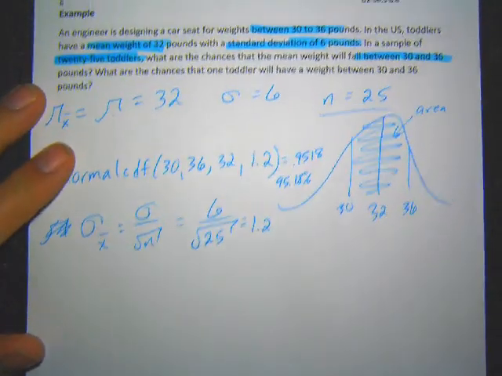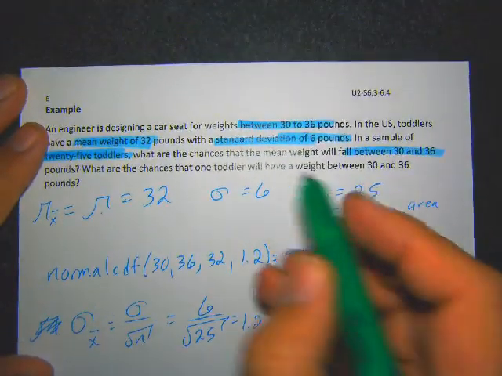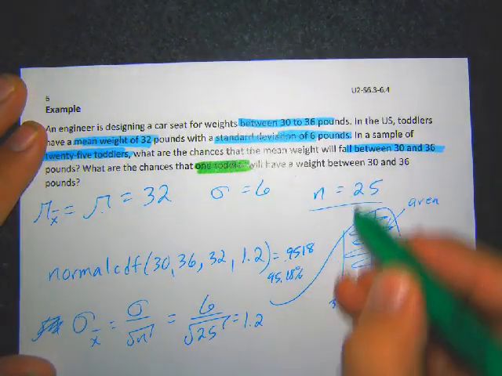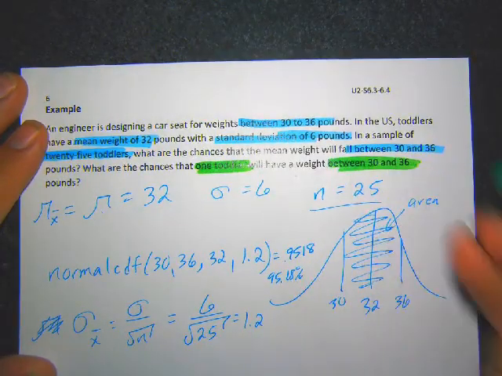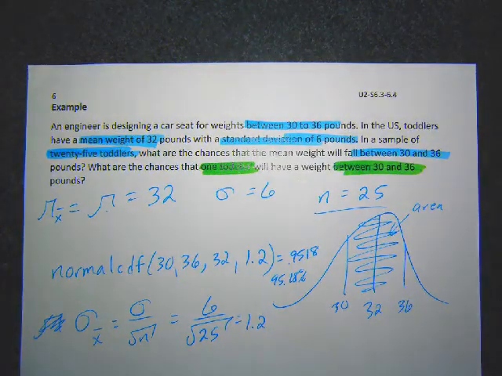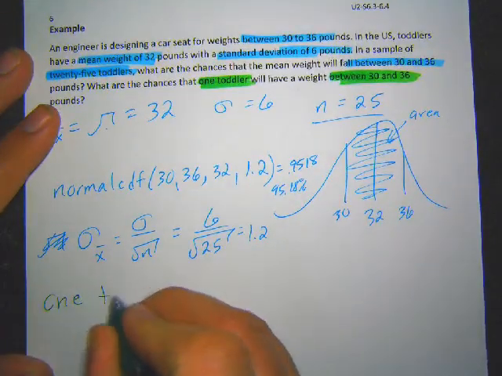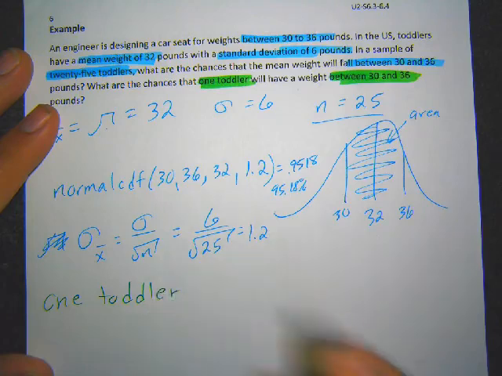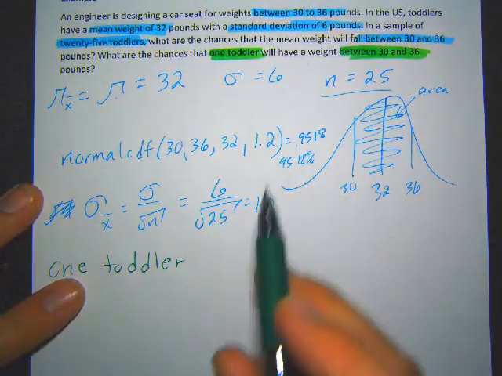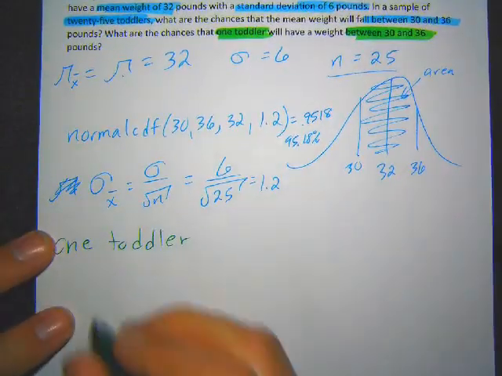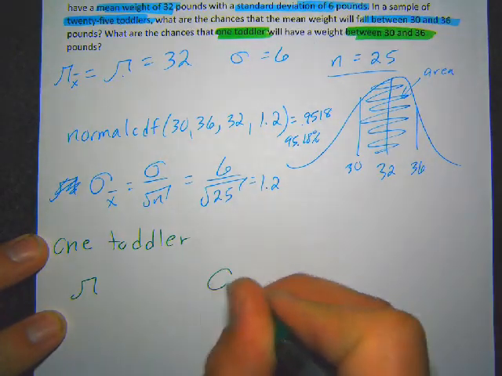The second part of this one actually asks, what are the chances that one toddler will have a weight between 30 and 36? And so that's the big difference, right? When they're talking about a group of toddlers or a single toddler. When we do one toddler, then we don't change anything, right? We don't have to change the standard deviation to get the tweaked standard deviation. We're just going to use the regular mean and the regular standard deviation in this case.